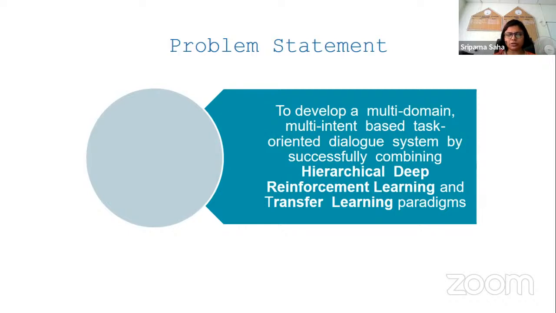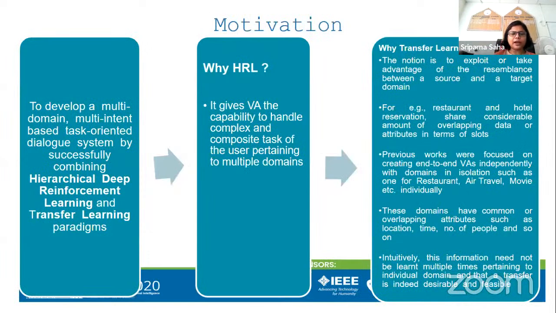How can you use this information, the semantic understanding of the agent, in some other domain? The goal is to develop a multi-domain, multi-intent based task-oriented dialogue system by successfully combining hierarchical deep reinforcement learning and the transfer learning paradigms. So why hierarchical reinforcement learning? It gives the virtual agent the capability to handle complex and composite tasks of the user pertaining to multiple domains.